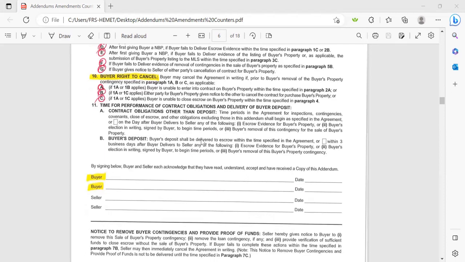And the buyer's deposit shall be delivered to escrow within, this is on the regular contract too, 3 business days. And this can be after buyer delivers to seller any of the following: escrow evidence, buyer's election in writing to begin time periods, or buyer's removal of property contingency. So it's not necessarily within 3 days of acceptance. It's within 3 business days after they deliver one of these things that says we actually are going to have a deal.